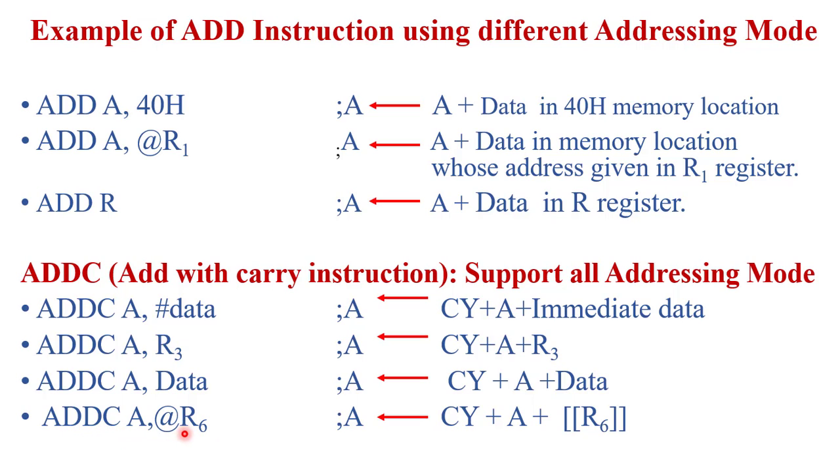Next is ADDC A, @R6. This is the example of indirect addressing mode. This instruction tells that data which is present in a particular memory location whose address is given in R6 register is added with the content of accumulator register, and if carry is also there, the carry is also added and the result is stored in the accumulator register. So these are the examples of addition instructions.